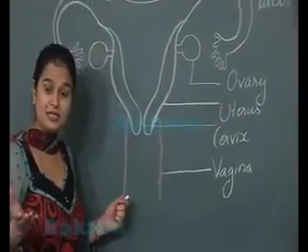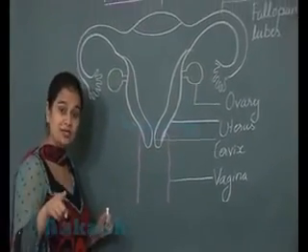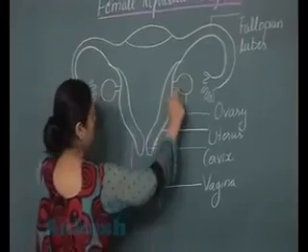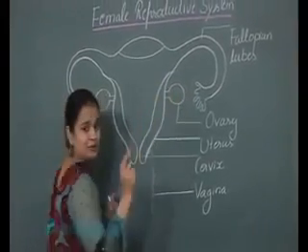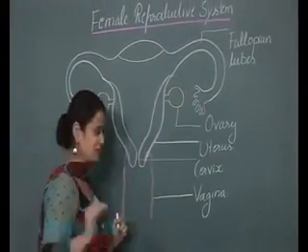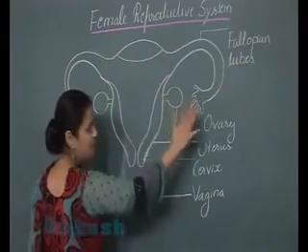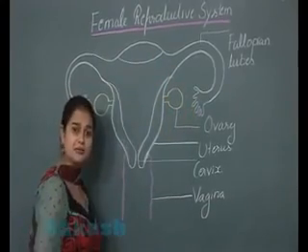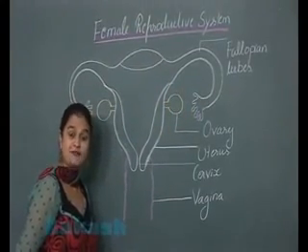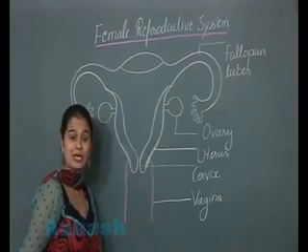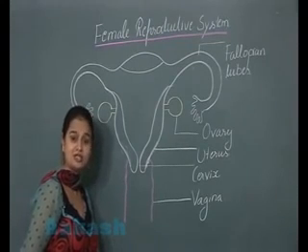So these are the different components of the female reproductive system, in which the ovaries represent the primary sex organs, and the rest of the parts are secondary sex organs. After labeling these components, now we have to discuss the function of each and every part.